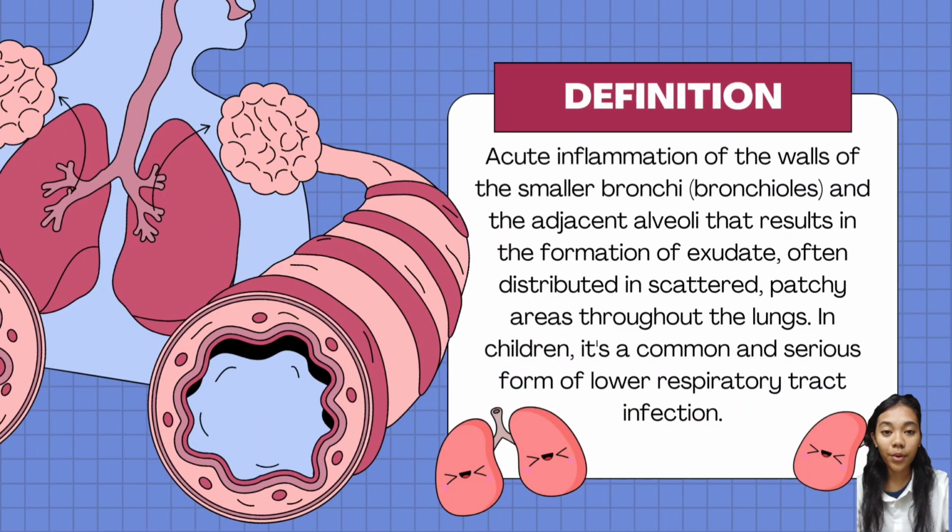Now let's talk about the definition. Acute inflammation of the walls of the smaller bronchi and bronchioles and the adjacent alveoli that results in the formation of exudate, often distributed in scattered patchy areas throughout the lungs. In children, it's a common and serious form of lower respiratory tract infection.